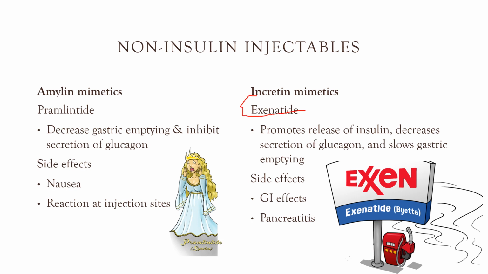Exenatide is the big one because it helps by releasing insulin and decreasing the secretion of glucagon, but it can cause GI effects, which is fine, but we may want to notify the provider because it could be a sign of something bigger like pancreatitis. So exenatide causes pancreatitis.